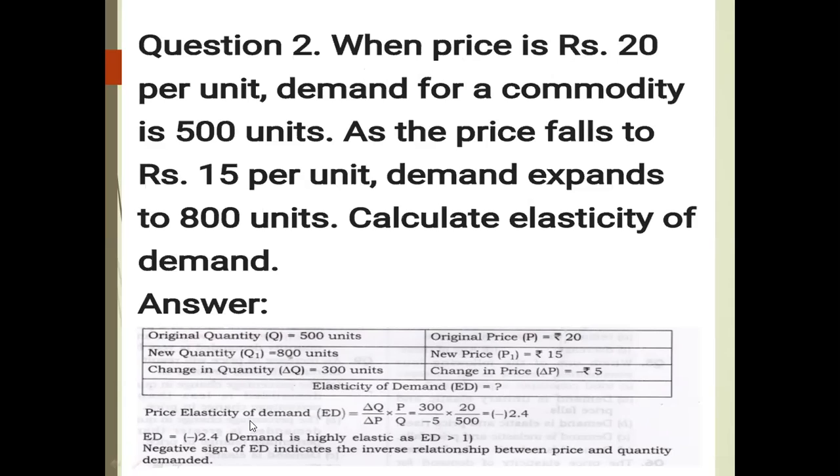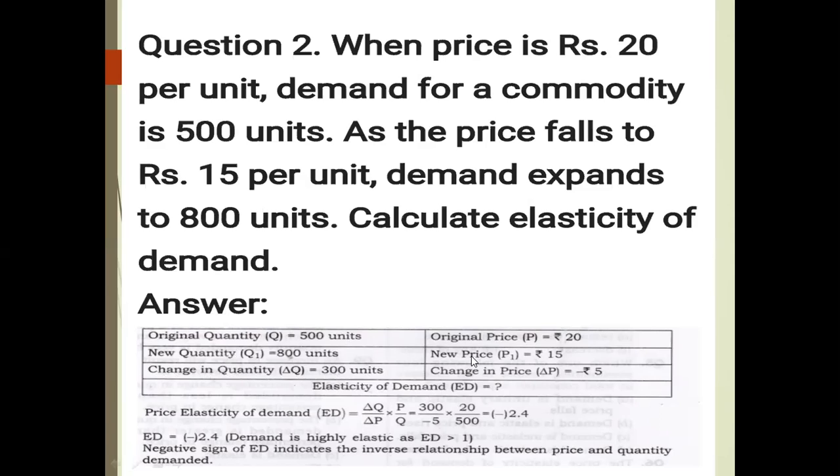So we know the formula of price elasticity of demand, which we have learned in previous lectures. The formula is delta Q over delta P into P over Q, where delta Q represents the change in quantity demanded and delta P indicates the change in price. The original quantity Q is 500 units and the new quantity Q1 is 800 units. So the change in quantity, 800 minus 500, will be 300 units. Delta Q we got, and Q, the original quantity, was 500.